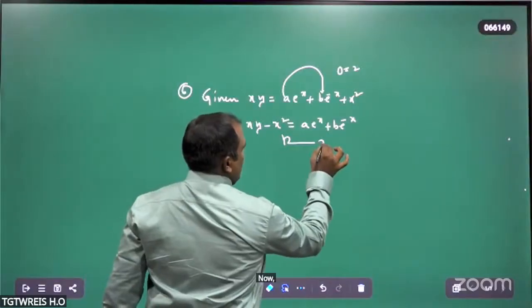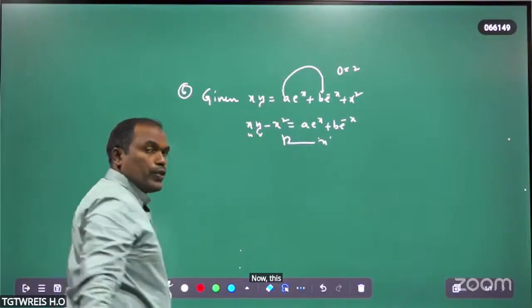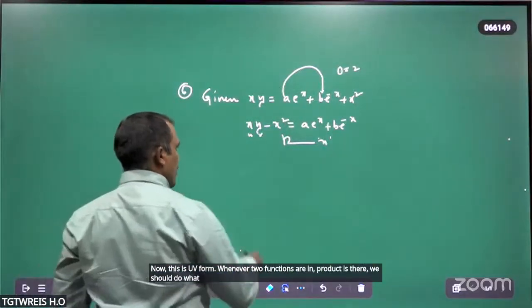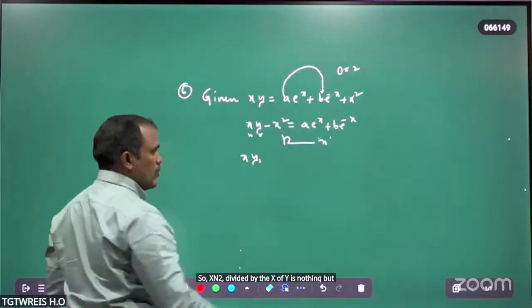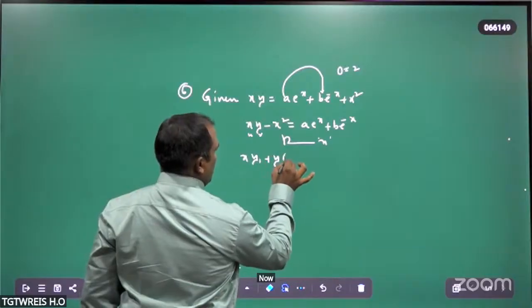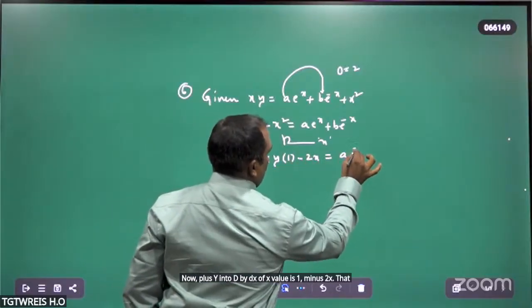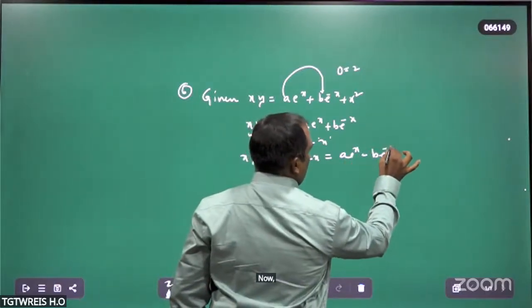Now differentiate with respect to x. Now this is in UV form. Whenever two functions are in a product, we should use the UV rule. So x into d by dx of y is y1. Now plus y into d by dx of x, whose value is 1, minus 2x, equal to a into e power x, whose derivative is e power x only. Now minus b into e power minus x.